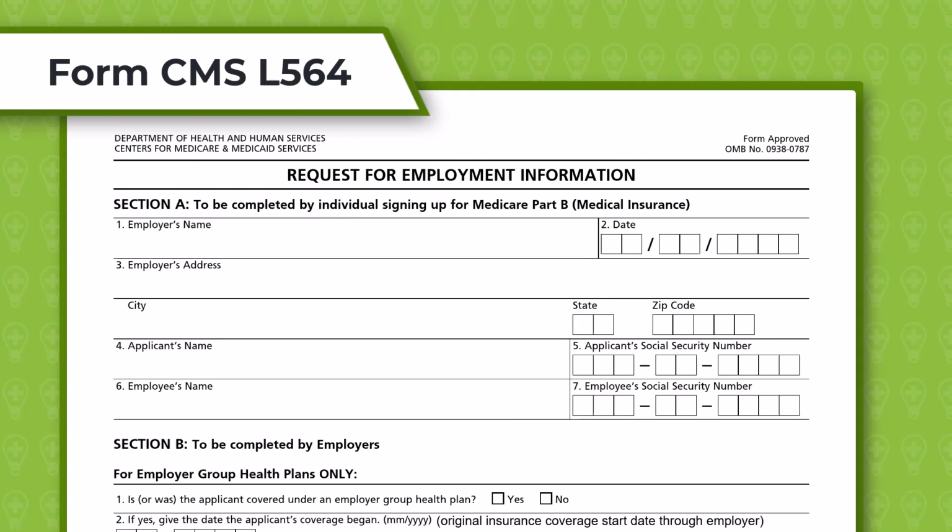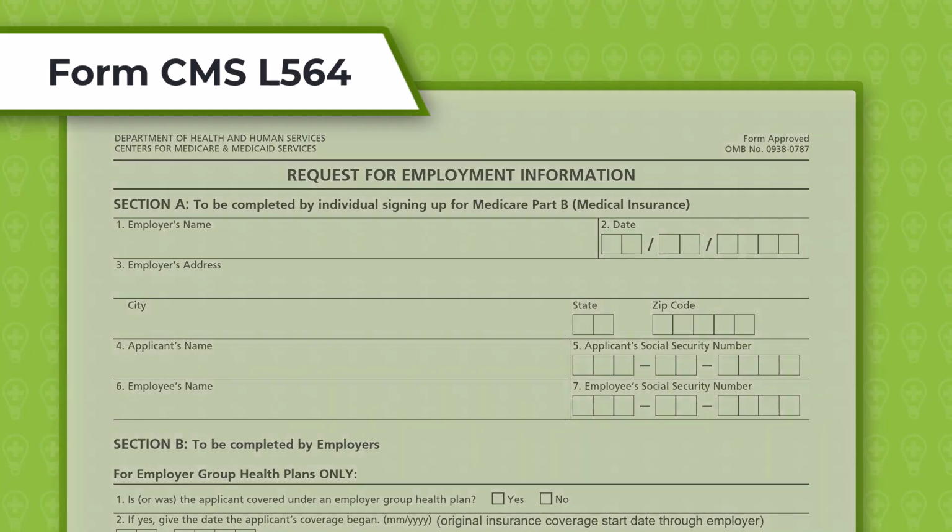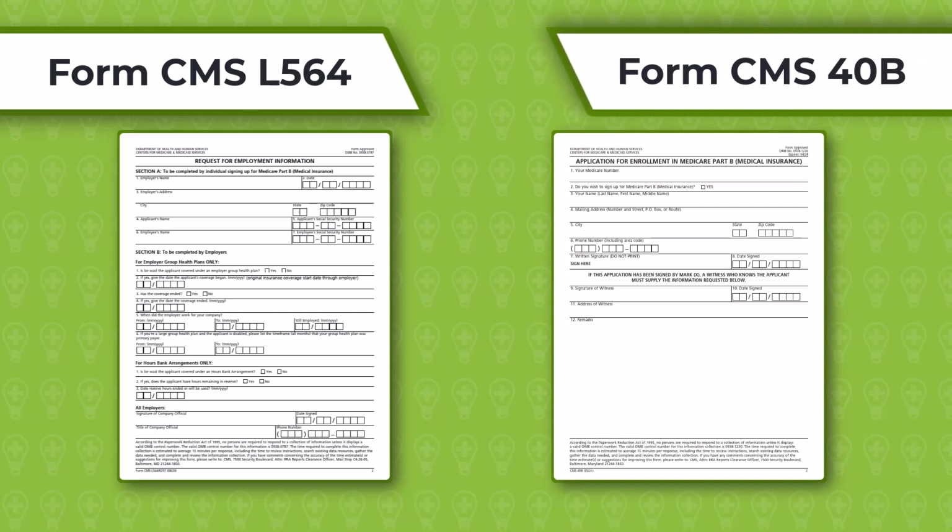Now that you know how Form L564 needs to be filled out, you can combine it with your already completed Form 40B to officially enroll in Medicare Part B without a penalty when coming off a group health plan. When all is said and done, be a walk-in at your local SSA office and submit the 2 forms to get Part B for your desired start date. Do this in the 3 months prior to the date you want it to start.